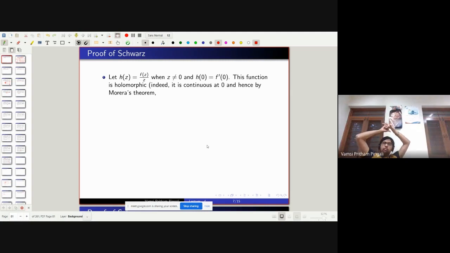If you have finitely many problematic points and the function is continuous, in fact, this is a theorem of Riemann: if you have finitely many problematic points and a holomorphic function is continuous at those points, then it's actually holomorphic at those points. And the same proof works. Any other questions?